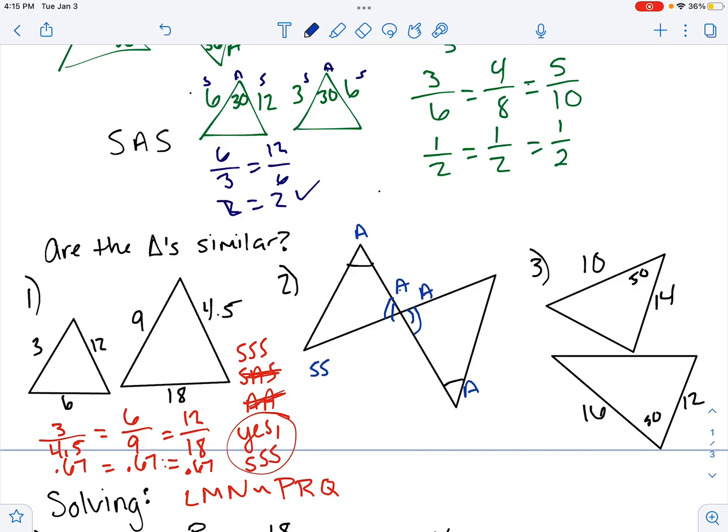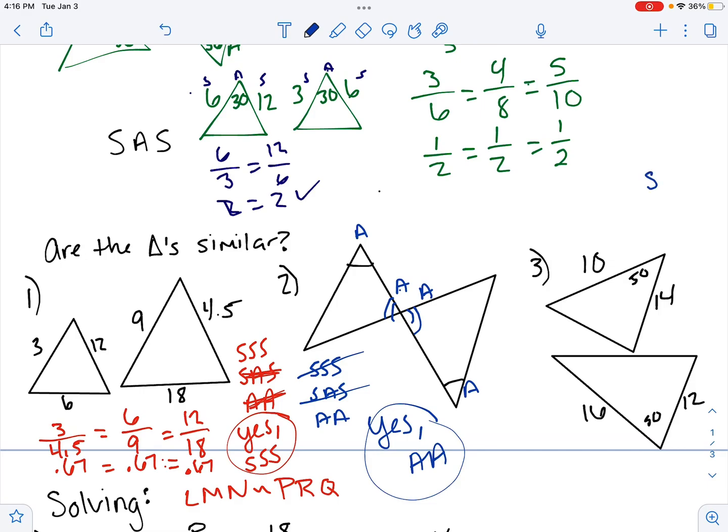So if we go through our list, this one doesn't give us any sides, so it has to be angle, angle if they're similar. Well, they have 2 equal angles in each one, so yes, by angle, angle. Let's look at the last one.